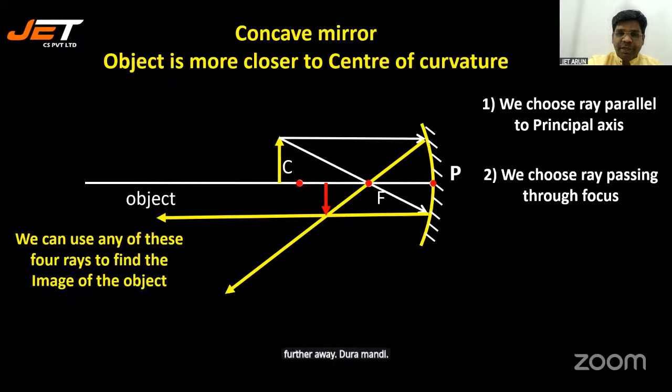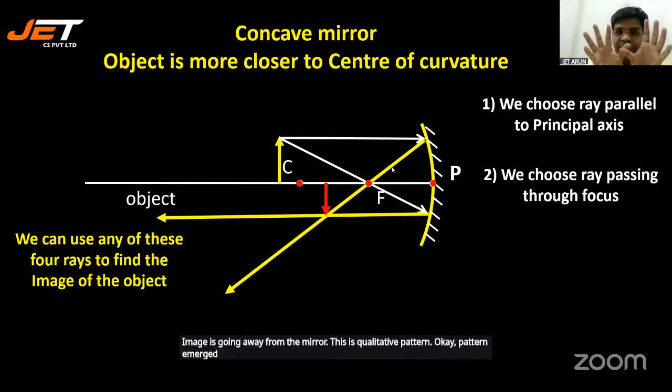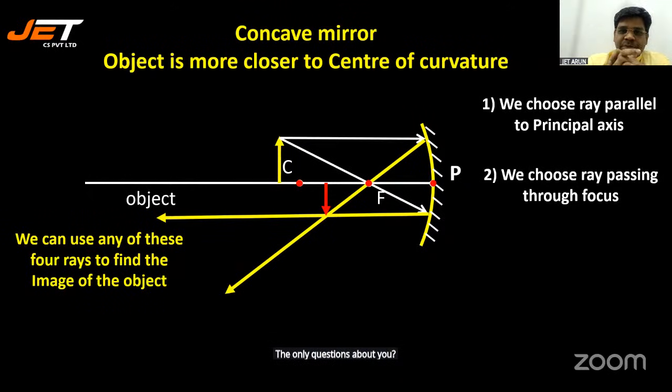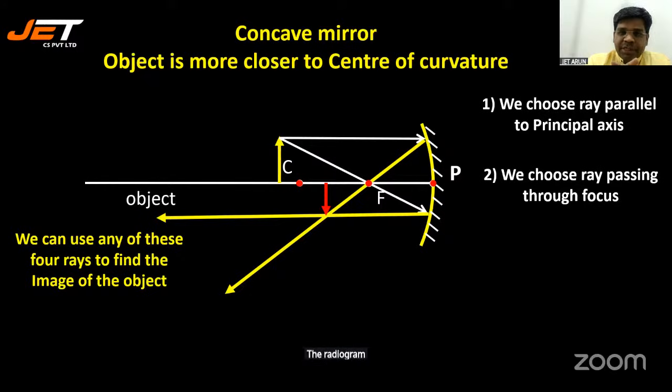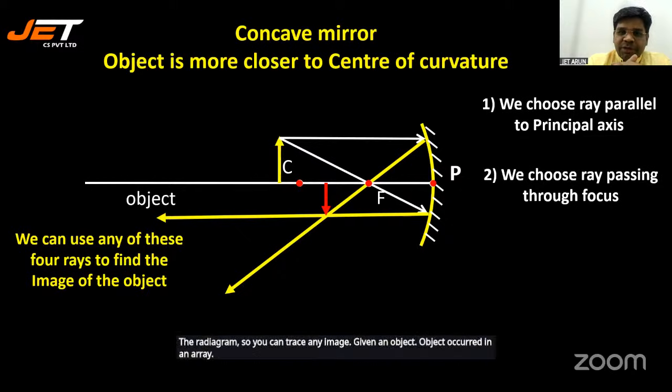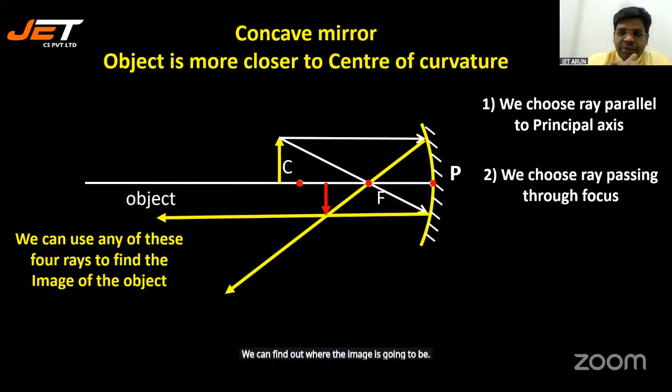So what I mean to say, we are seeing a pattern emerging. As the object is moving closer to the mirror, image is going away from the mirror. This is a qualitative pattern. A pattern is emerging, right? It can also be written with equations. That is how problems are solved. But at this level you have to understand that with ray diagrams you can trace any image. Wherever the object is placed, we can find out where the image is going to be, given a mirror and object.